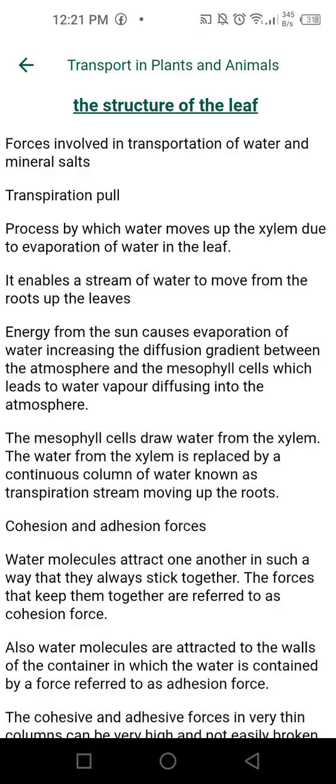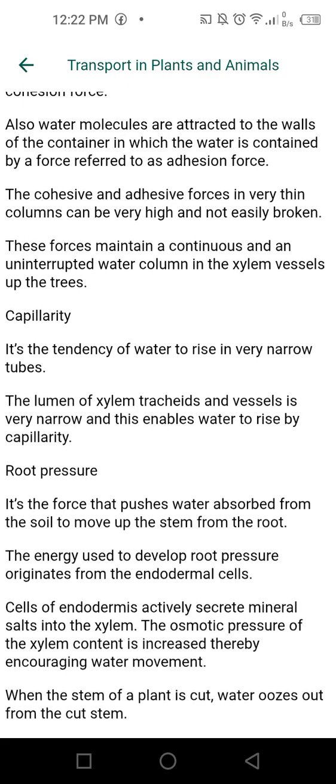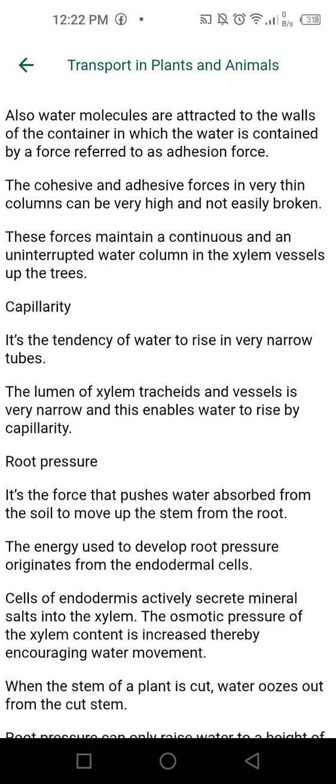Water molecules attract one another in such a way that they always stick together. The forces that keep them together are referred to as cohesion force. Also, water molecules are attracted to the walls of the container in which the water is contained by a force referred to as adhesion force. The cohesive and adhesive forces in very thin columns can be very high and not easily broken. These forces maintain a continuous and uninterrupted water column in the xylem vessels up the trees.